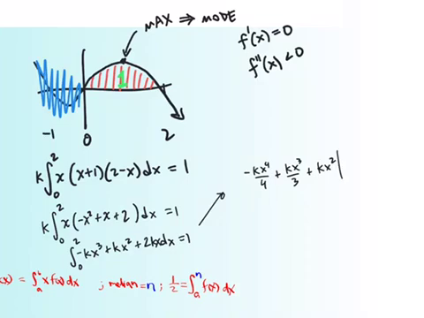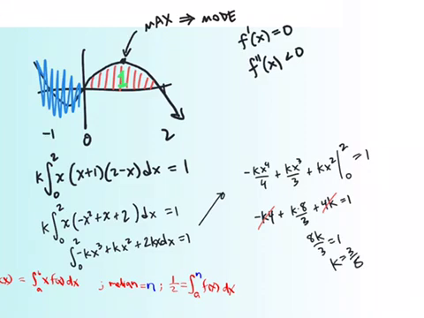I'm going to evaluate this from 0 to 2 and set it equal to 1. Nice thing, when I plug in a 0, it's all gone. So I will get negative k, and then when I plug in a 2, I get 16 over 4, which is just 4, so that's negative 4k. Plus k times 8 over 3, and this will be plus 4k. So this is awesome. My negative 4k and 4k cancel, and I get 8k over 3 equals 1. That means that k has to equal 3/8.